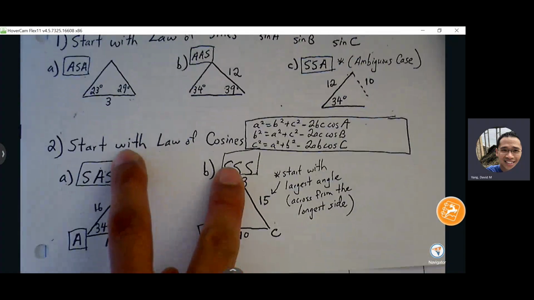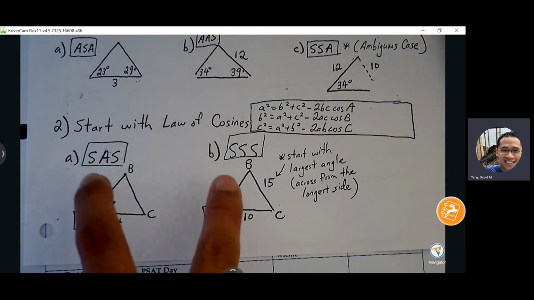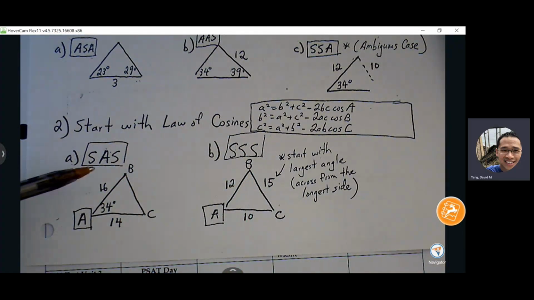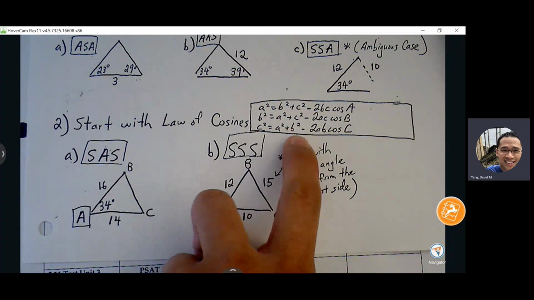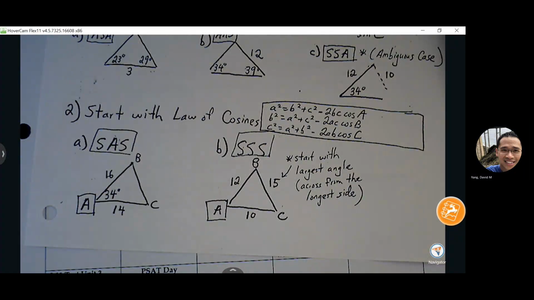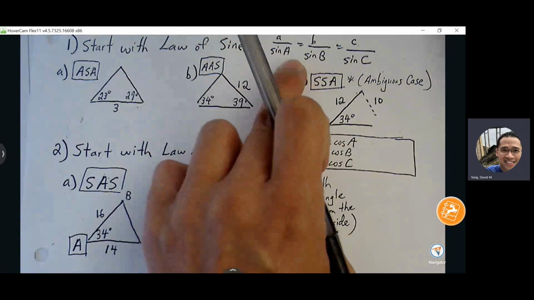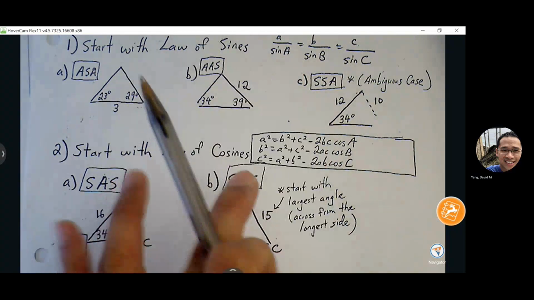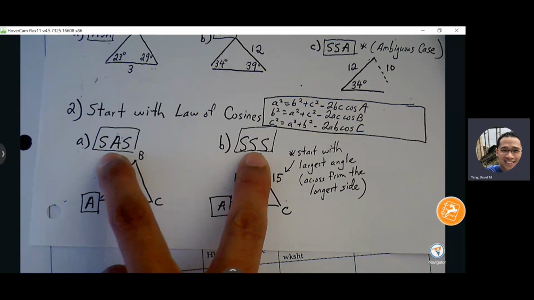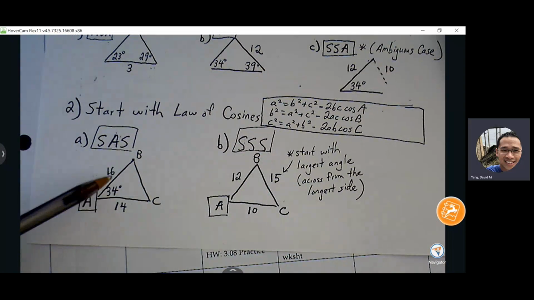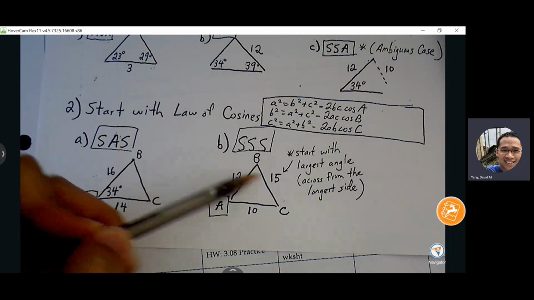So today we're talking about triangles where they give you side, angle, side, and side, side, side. These are the ones where you're going to start with law of cosines, because law of cosines is going to help you get the missing piece that you need to then allow you to arrive at a point where you can finish off with law of sines. So law of cosines allows you to handle these particular triangles. Side, angle, side is a situation where you're not going to be able to start off with law of sines. You're going to have to start with law of cosines, or side, side, side.